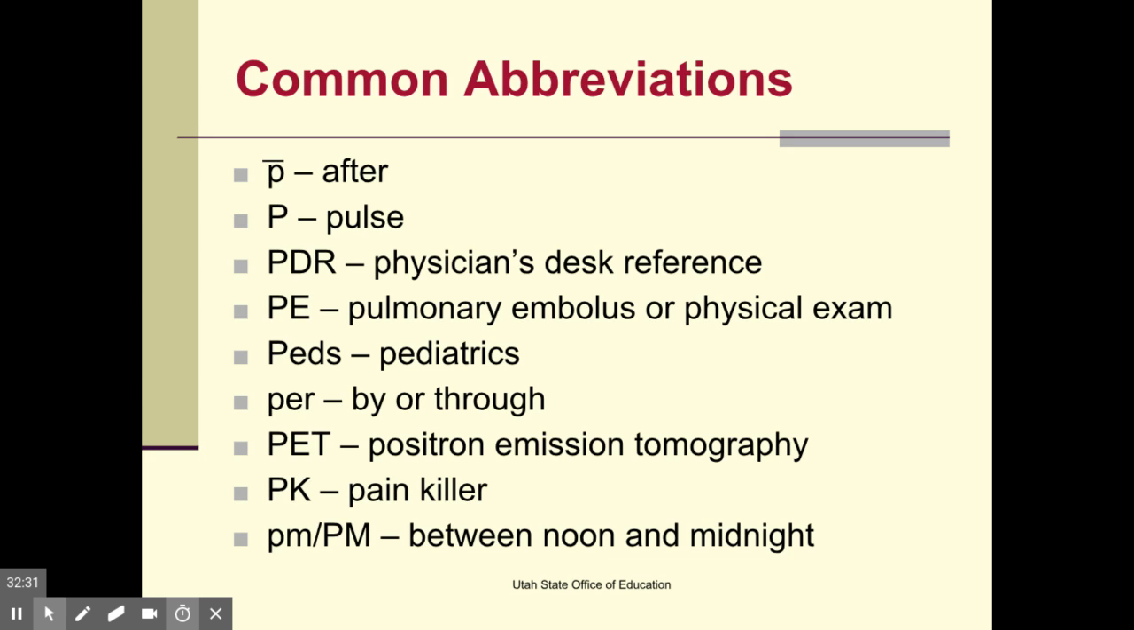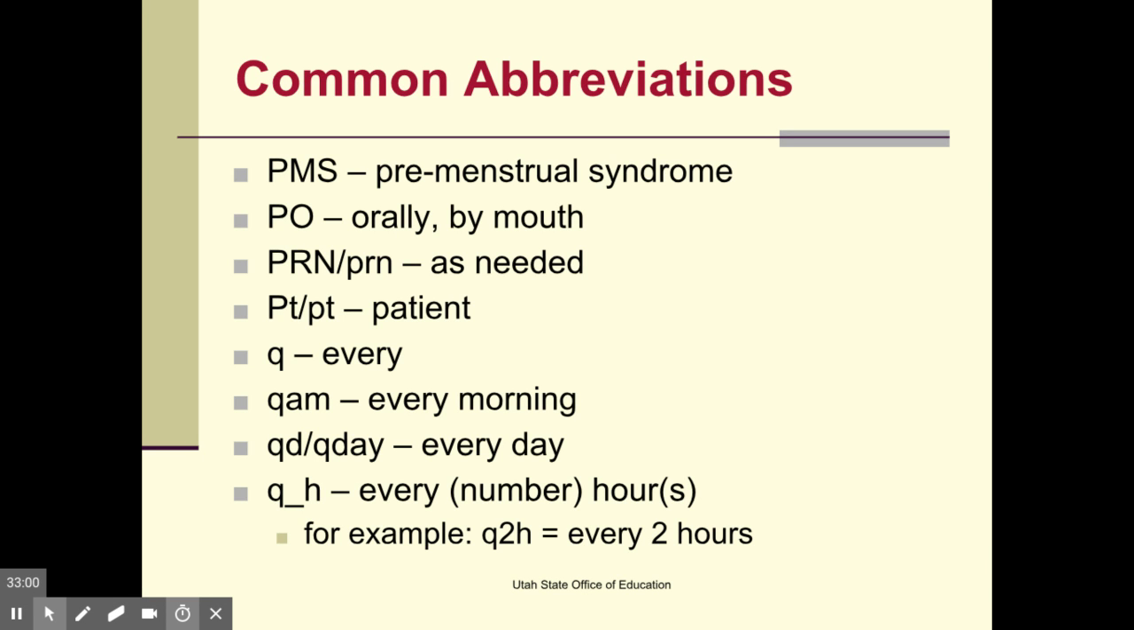PER means by, for the most part, like we may use PER for a way we're going to administer something. PET scan would be that positron emission tomography, which we talked about earlier. We don't use PK for painkiller anymore. We just don't use that one at all. Just forget that one's there. Capital PM for between noon and midnight. PMS for premenstrual syndrome.